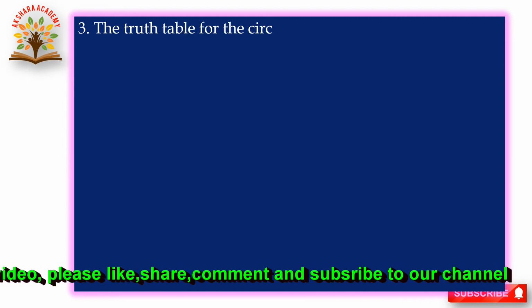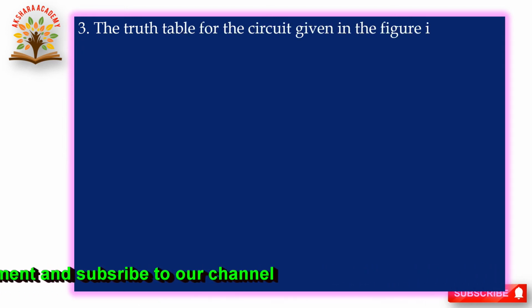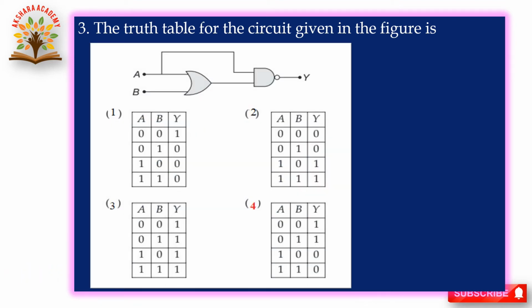The truth table for the circuit given in the figure is, this is it. Now we have to calculate the truth table for the circuit given in this figure. Now let us calculate. Here A and here B and here A plus B.